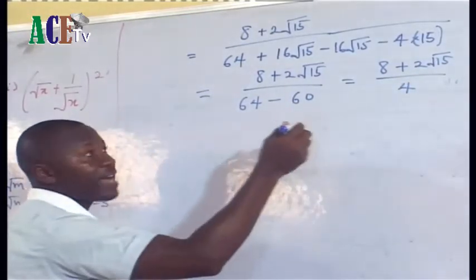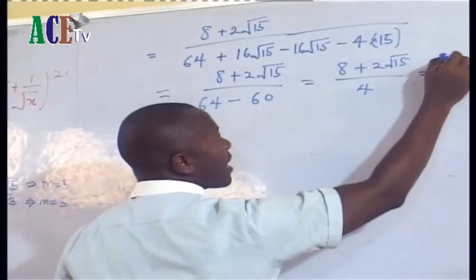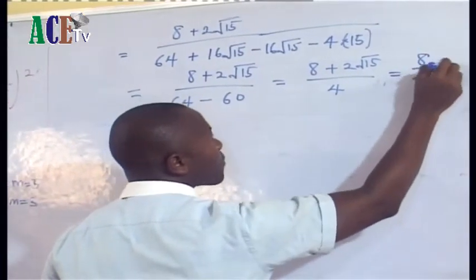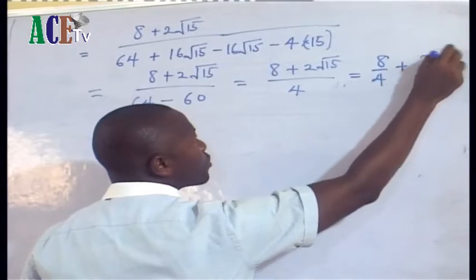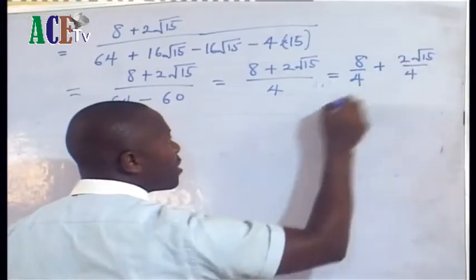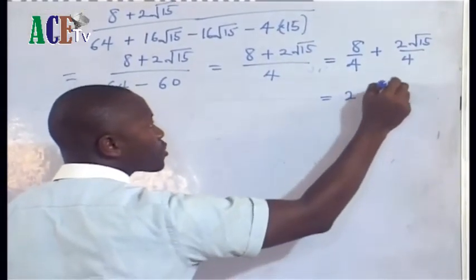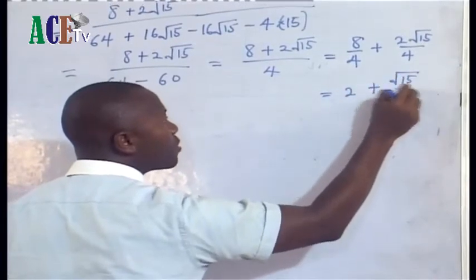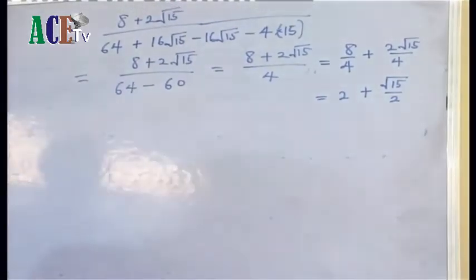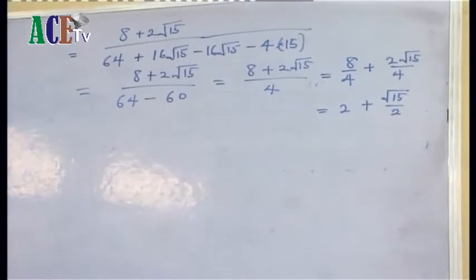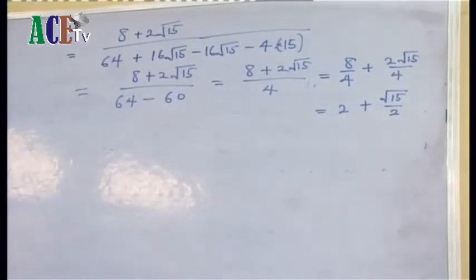And we can easily write our answer as 8 over 4 plus 2 root 15 over 4. And this gives us (2 plus root 15) all over 2. Now this gives us the simpler form of the expression that we have as the first case.